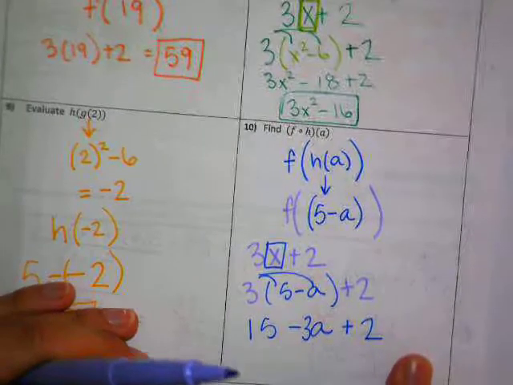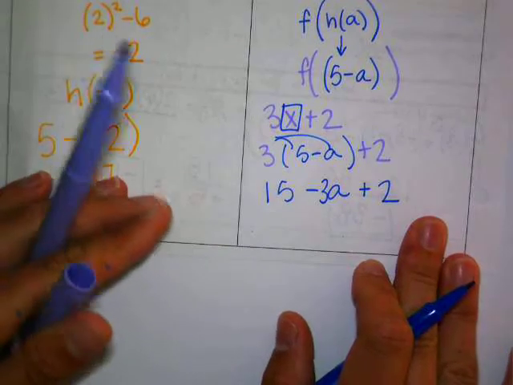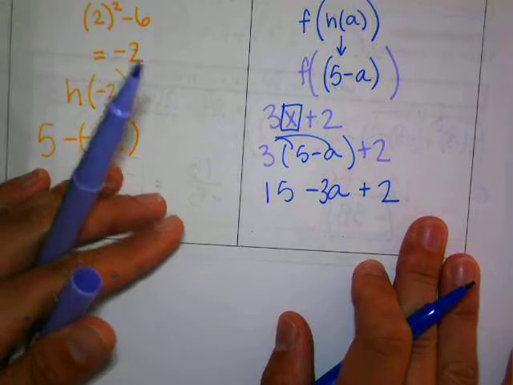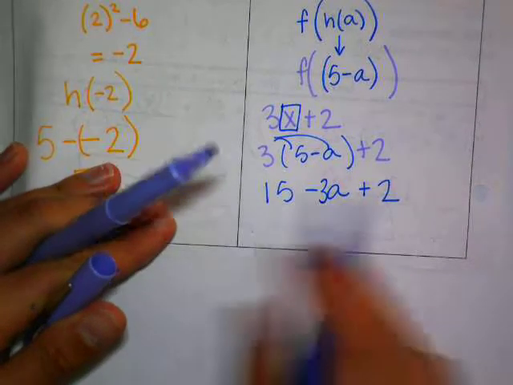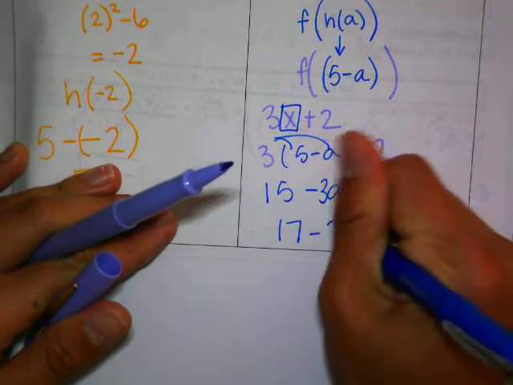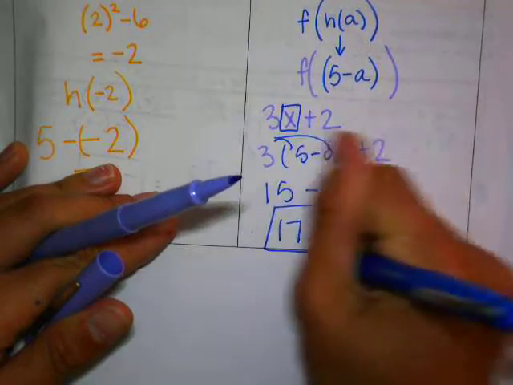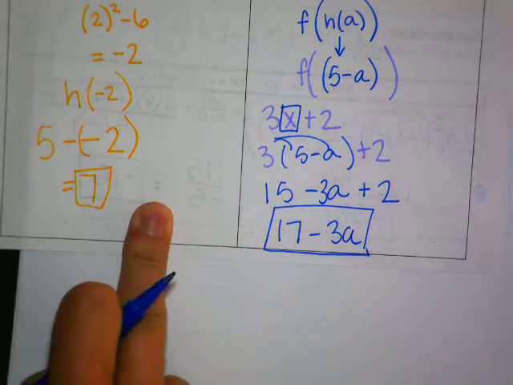We can't see what you're doing. Oh, sorry. Okay, so yes, distribute the 3, and you get 15 minus 3a plus 2. Combine like terms. It's 17 minus 3a. She didn't just write it up there because you're skipping steps.